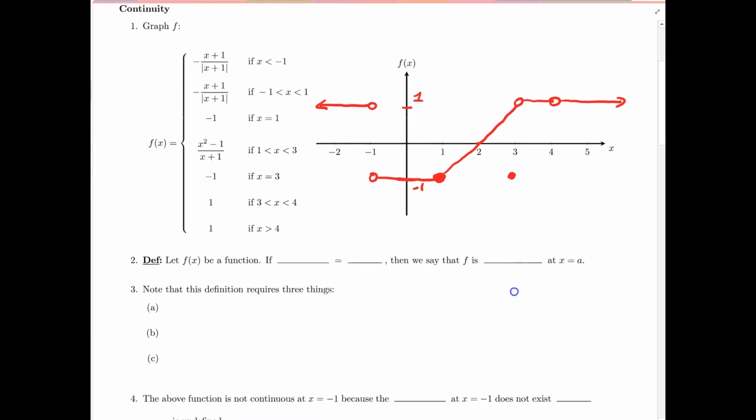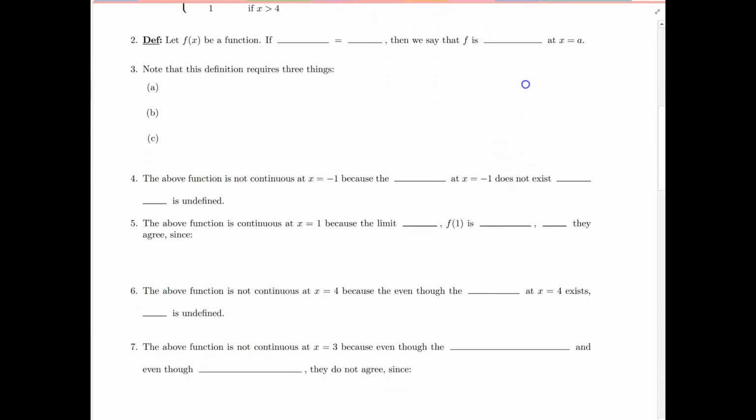Okay, so here's the definition of continuity. Let f be a function. If the limit as x approaches a of f of x is equal to f of a, then we say that f is continuous at that a value.